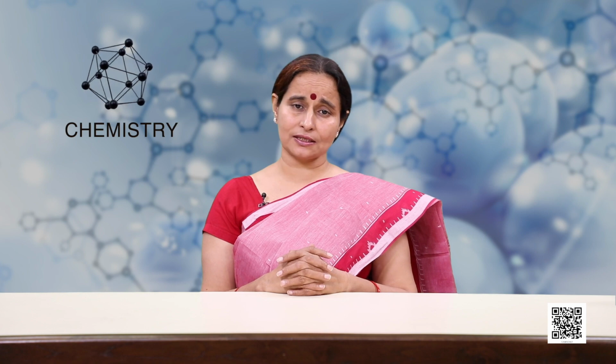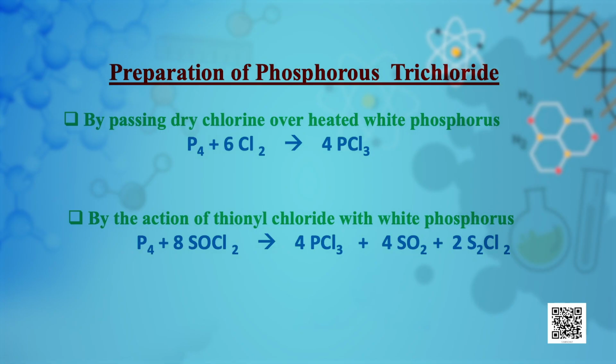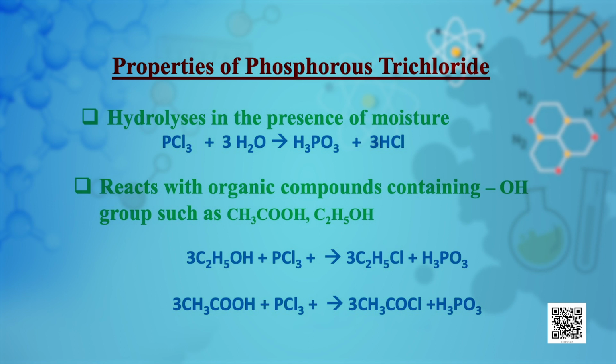Phosphorus trichloride is obtained by passing dry chlorine over heated white phosphorus. It is also obtained by the action of thionyl chloride with white phosphorus. It is a colorless, oily liquid and hydrolyzes in the presence of moisture. It reacts with organic compounds containing a hydroxyl group in them, for example, ethanoic acid, ethanol.